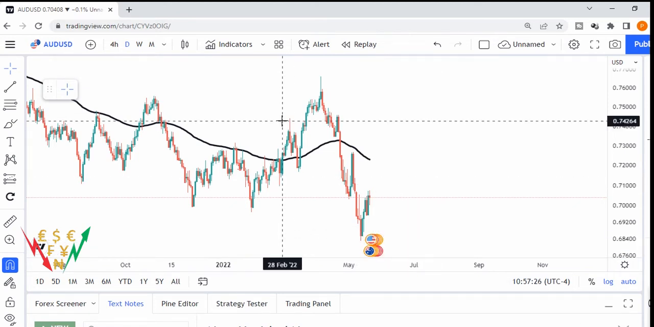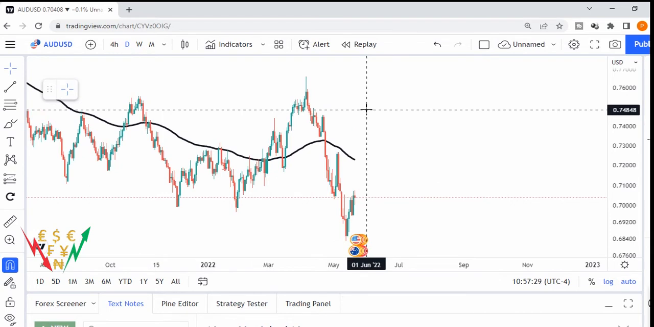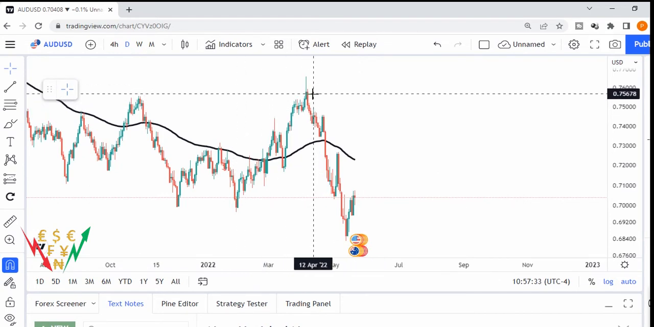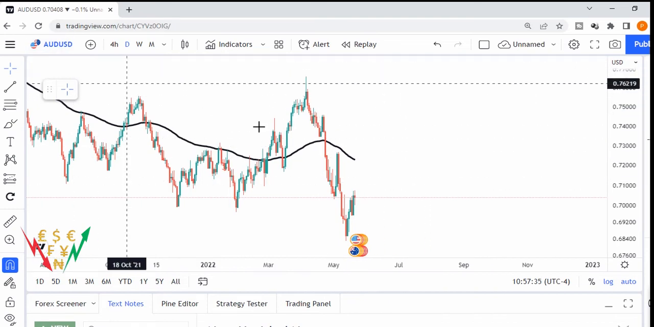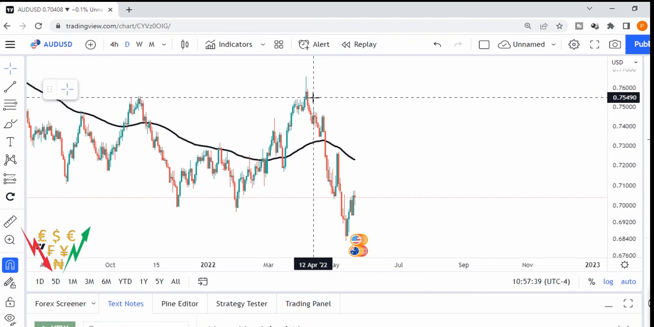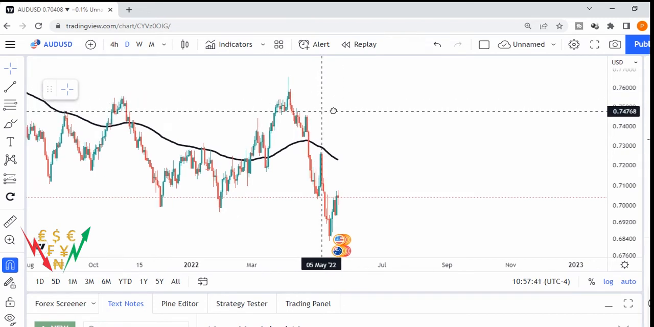Now remember, time zones: the Australian section, that's the Sydney section, opens first. So most of the news for Audusd, from where I stay here in Nigeria, is released mostly in the early hours of the morning, right? So that's something to watch.